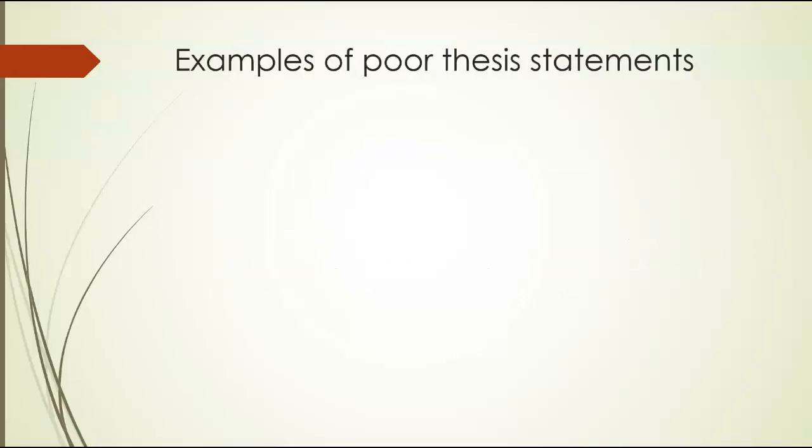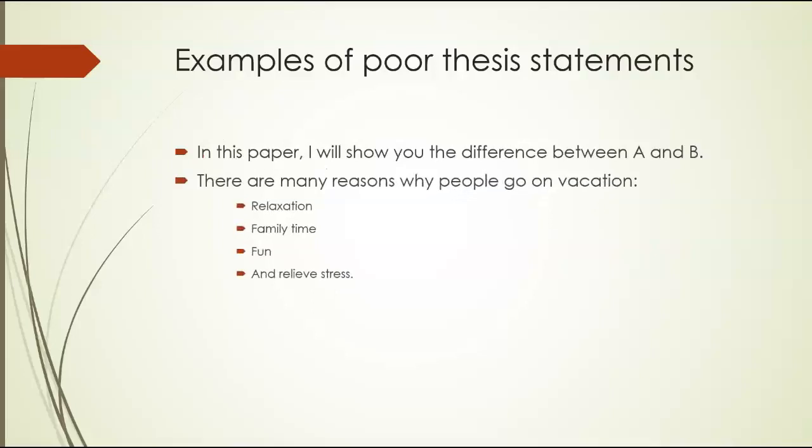Some examples of poor thesis statements are: in this paper, I will show you the difference between A and B. Do not announce what you are going to do. Do it. There is no need to say in this paper or this paper will discuss. Eliminate wordiness and get straight to the point. Another example of a poor thesis is, there are many reasons why people go on a vacation. And then you list those reasons. Do not list your points. Write them out in sentence form.